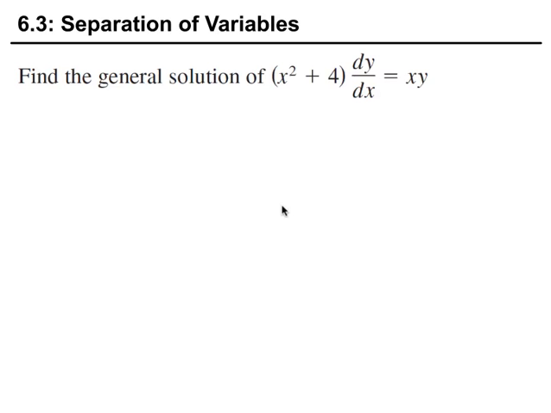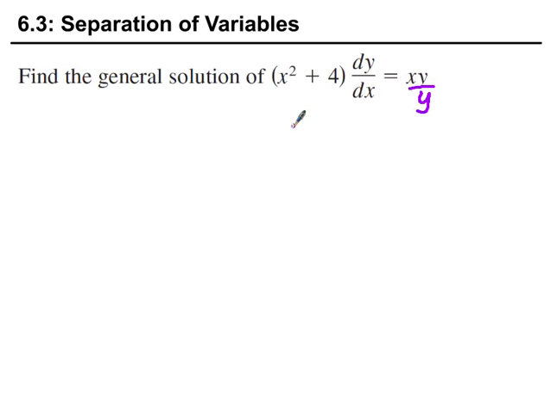dx equals xy. Okay. So basically what I need to do here is I need to get the x's and the dx on one side, and I need to get the y and the dy on the other side. Okay, so in order to do that, what I'm going to go ahead and do is move the y. Now I'm going to move the y to the left. The reason why I'm going to do that is because the dy is already in the numerator. Okay, so that's a good one to have.